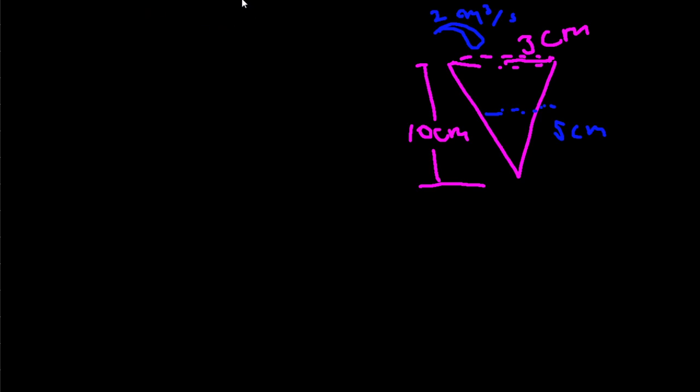Interesting problem. So the very first thing I can do to get started is write the equation of a cone. It's a circular cone. And so the volume V equals, is that 1/3? 1/3 pi r squared h. I want to know how fast the water level is rising when the water is 5 centimeters deep.